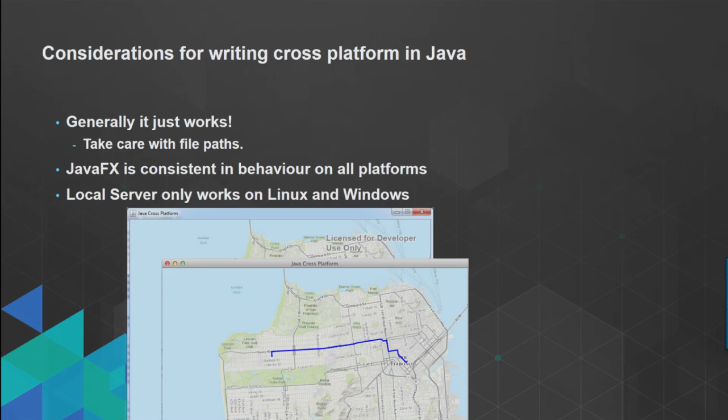The only thing I would encourage you to exercise caution with is file paths. If you wrote an application in Windows and hard-coded a C:\ style path to your file, it shouldn't come as any surprise that it might not work on a Mac or a Linux environment. The only other thing I need to remind you of is that if you're writing an application that uses a local server, that doesn't work on a Mac. The local server is at the moment only for Windows and Linux.